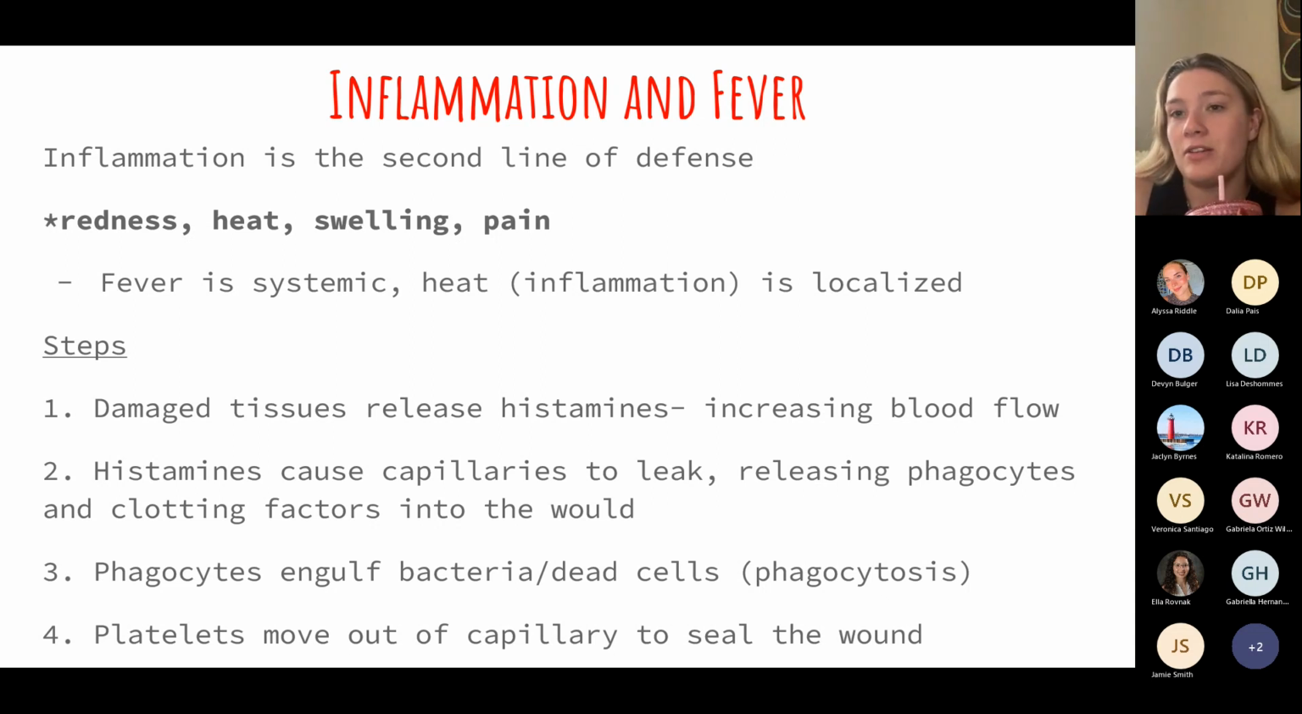So essentially what happens is damaged tissues release histamine. Histamine creates leaky capillaries. When my capillaries leak, they kind of sound the alarm. Phagocytes and clotting factors travel to the wound. Additionally, platelets come and help to seal the wound.